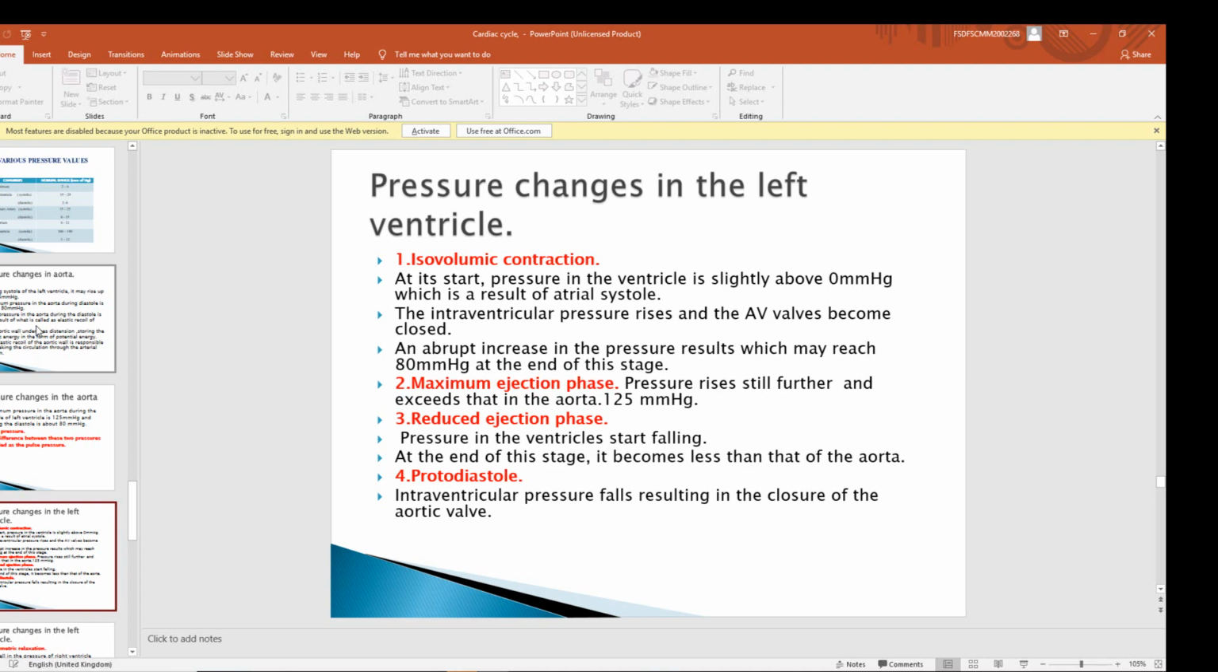Pressure in the ventricle starts falling. At the end of this stage, it becomes less than that of the aorta. Then we have protodiastole. Intraventricular pressure falls, resulting in the closure of the aortic valve.